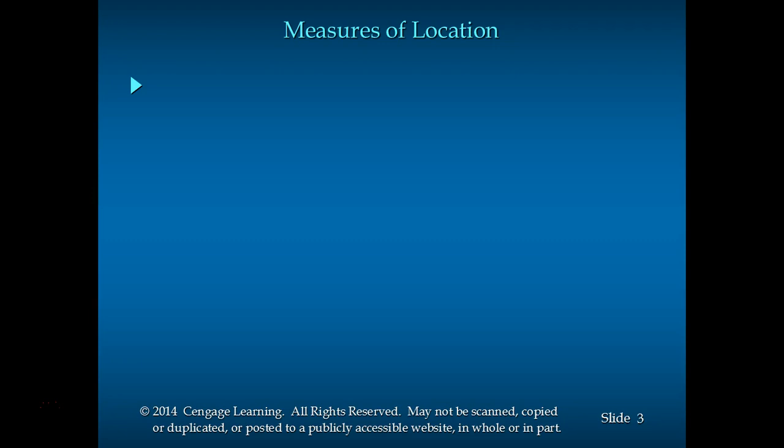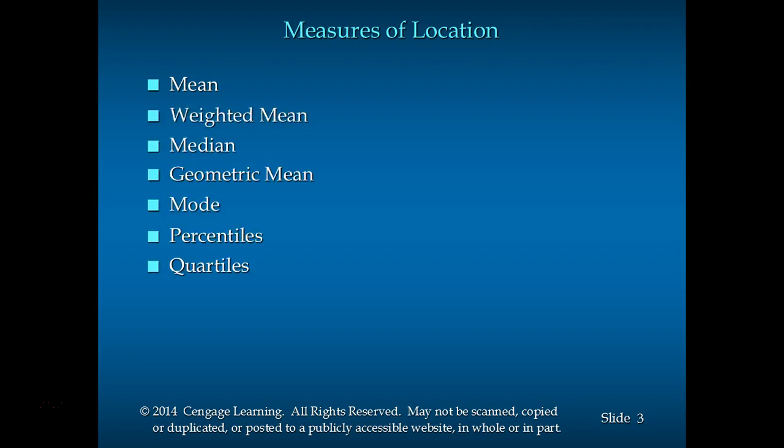Let's first start with measures of location. What am I talking about? This could be the mean, the weighted mean, median, geometric mean, mode, percentiles, and quartiles. So the question here is, where is the data?